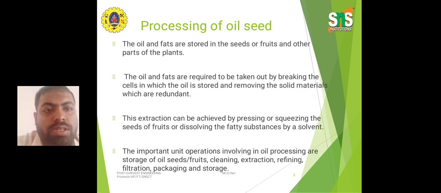Processing of oil seeds. The oils and fats are usually stored in seeds or fruits and other parts of the plants. The oils and fats are required to be taken out by breaking the cells in which the oil is stored and removing the solid materials which are redundant. This extraction can be achieved by pressing or squeezing the seeds or fruits, or dissolving the fatty substances by a solvent. The important unit operations involved in oil processing are storage of oil seeds or fruits, cleaning, extraction, refining, filtration, packaging and storage. These are the six steps which are involved in unit operations in oil processing.